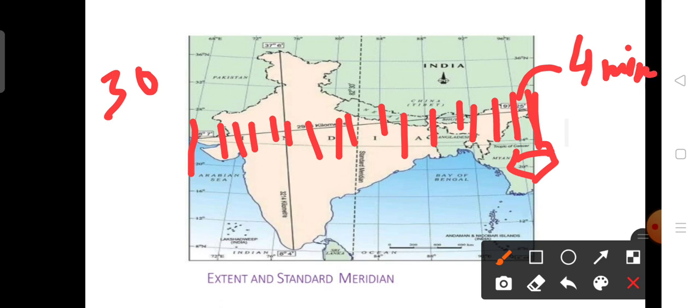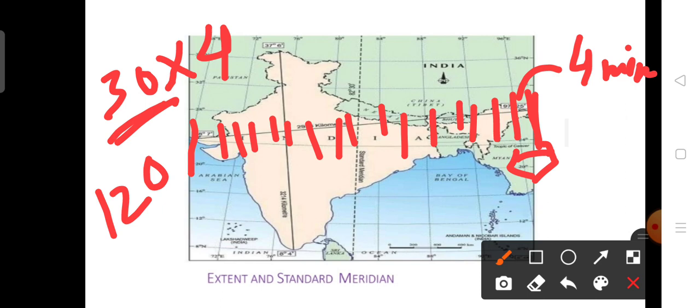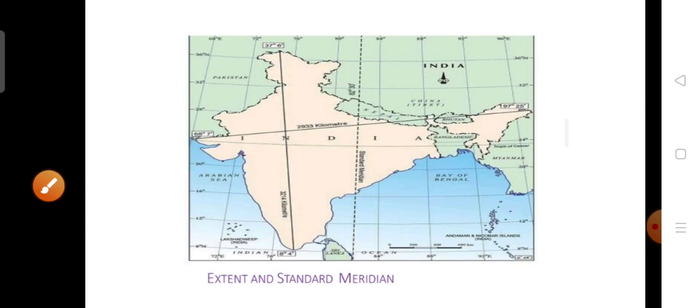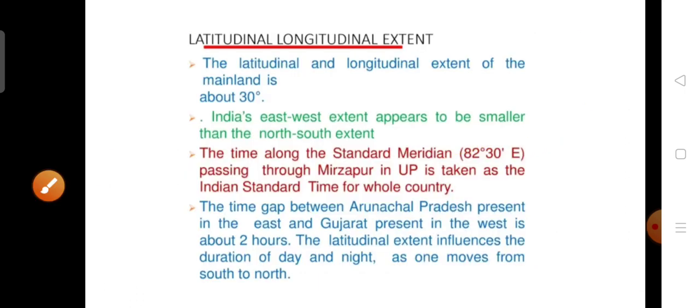So, if 30 longitudes are there, how much time will the sun take to reach Gujarat? For crossing one longitude, it takes 4 minutes. So, for 30 longitudes, how much time will it take? It will take 120 minutes. That means it is equivalent to 2 hours. So hence proved that the time gap between Arunachal Pradesh in the east and Gujarat in the west is about 2 hours.